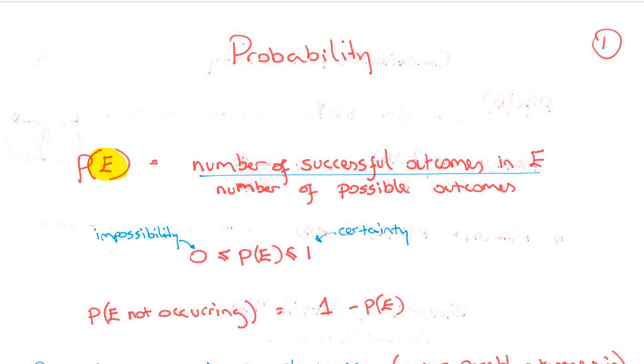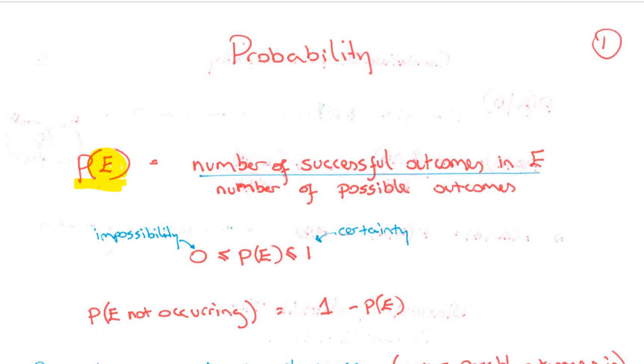Here I'm going to be looking at probability, going through a set of notes, trying to give you a better understanding of how to calculate the probability of certain events happening. Now, this is denoted by P(E), the probability of an event happening. Now, that's going to be the total number of successful outcomes in the event over the total number of possible outcomes.